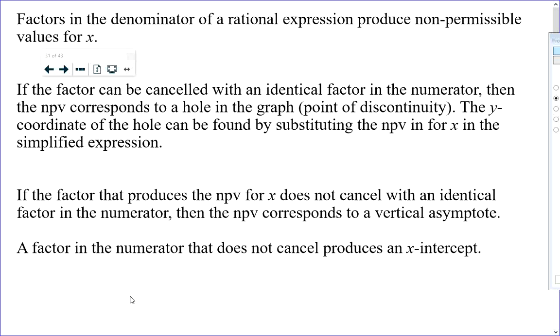Factors in the denominator produce non-permissible values. If you can cancel a factor, there will be a hole in the graph. If you want to find the y coordinate of the hole, put in the non-permissible value of x anyway into whatever is left. And if the factor does not cancel, then you get a vertical asymptote, and x-intercepts are represented by lone factors in the numerator. And then know how to find horizontal asymptotes.